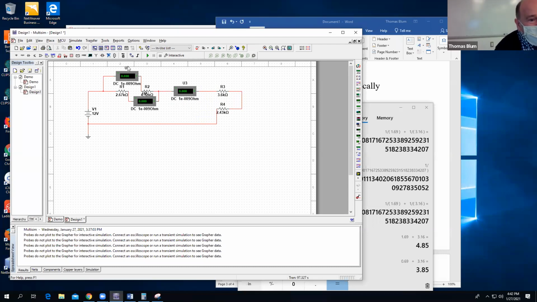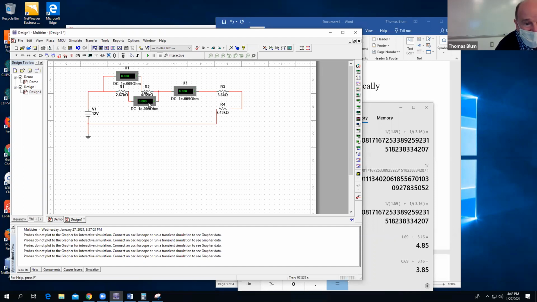This ammeter, U1, is in series with R2. If a current comes out of the battery, comes to this junction, and if it goes up, it's got to go through U1, and then it's got to go through R2. It's got no choice. So U1 and R2 are in series. So this is an ammeter measuring R2's current.